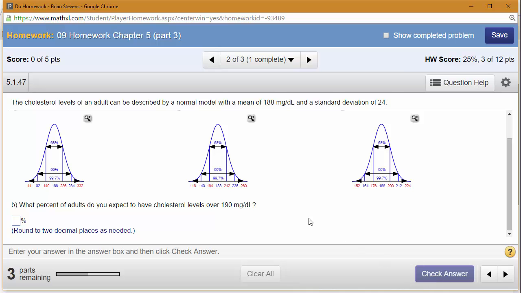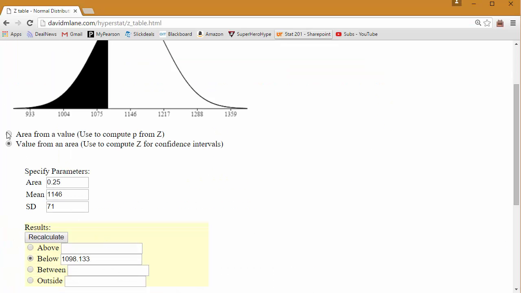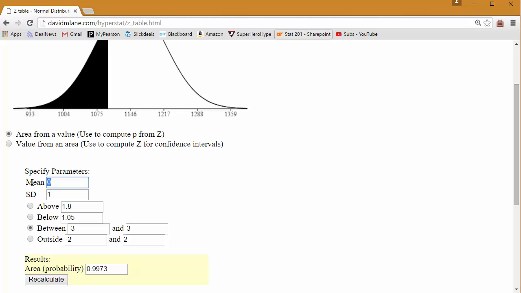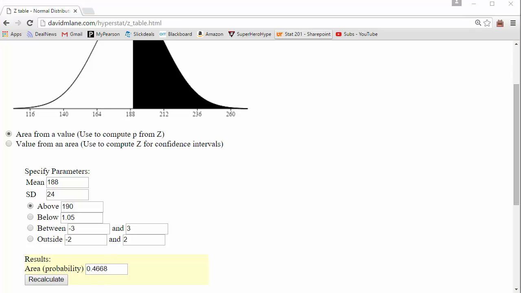So now we need to use our model and 188 and 24, and we need to enter in the numbers. So this is where you make the switch back to the other one, and we enter in 188 and 24, and we do above 190, and that's very close to the center, so it's going to be very close to 50%, but less than. So this is above 190 with a mean of 188 and a standard deviation of 24. And you'll notice that this is the same exact graphic it shows us. And the answer is 46.68%.